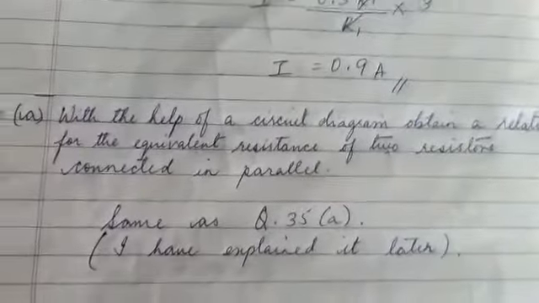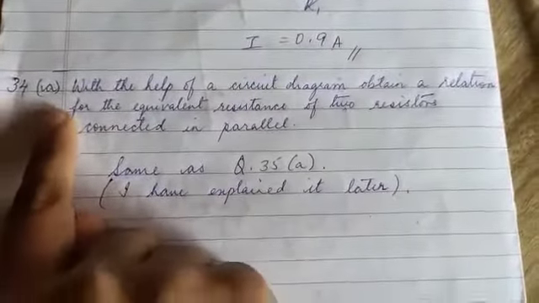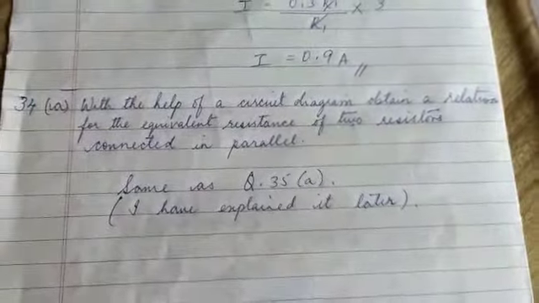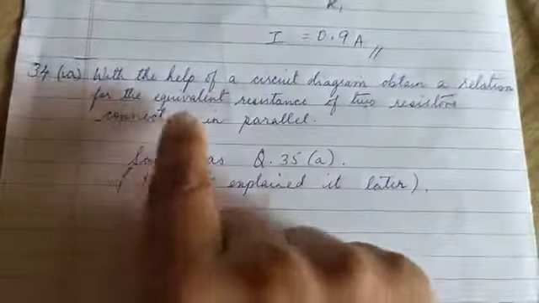Hello. This is the explanation of the doubts that were there in physics. So 34A question: with the help of a circuit diagram, obtain a relationship for the equivalent resistance of two resistors connected in parallel. This is the same question like in question number 35A.